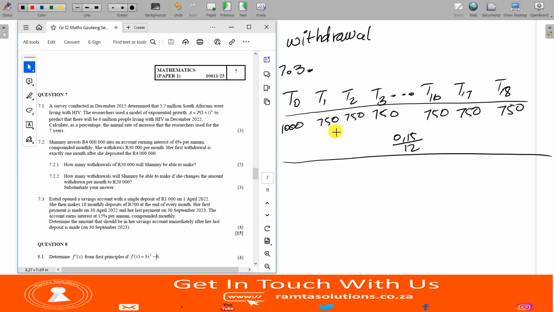Now, pay attention, guys. Before you answer this question, they're asking you to determine the amount that she will have in her savings account immediately after her last payment. You can do this in two ways, either by parts or in one line, but I will do it in one line. This is 1,000 rand, and these are 750 rands. These 750 rands, because they are made regularly, are an annuity. However, this 1,000 rand is not an annuity.